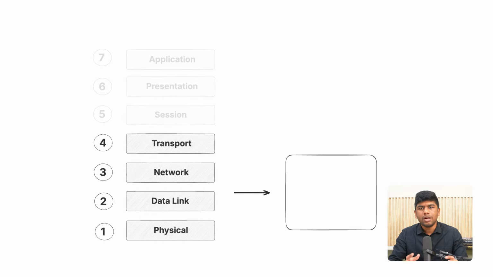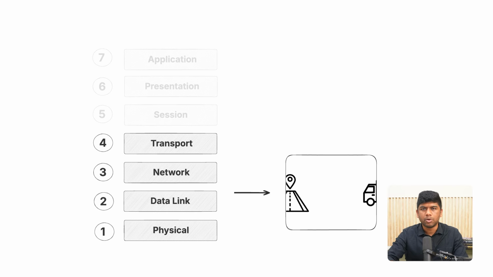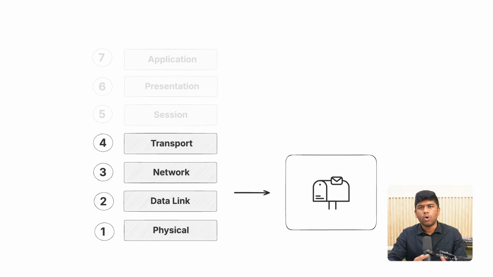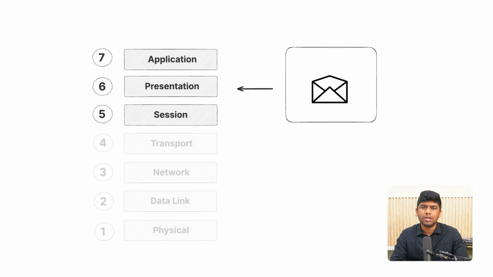To understand how this works, let's imagine you're sending a letter to a friend. To do this, you need the infrastructure. You need roads, you need postal trucks, post offices. You also actually need to write the message in a language that your friend understands. And then you need to put this inside an envelope, you need to put a stamp, you need to write the address. So this is sort of how the OSI model works.